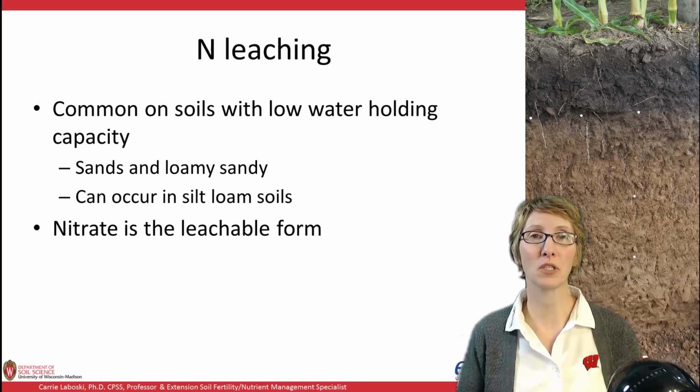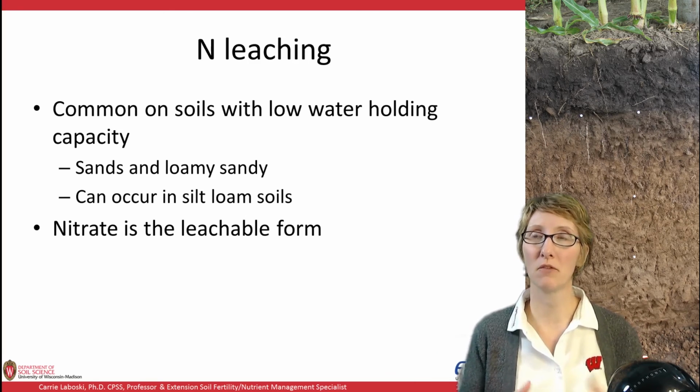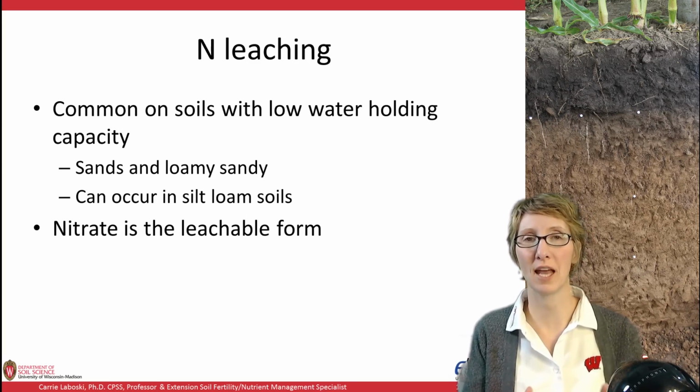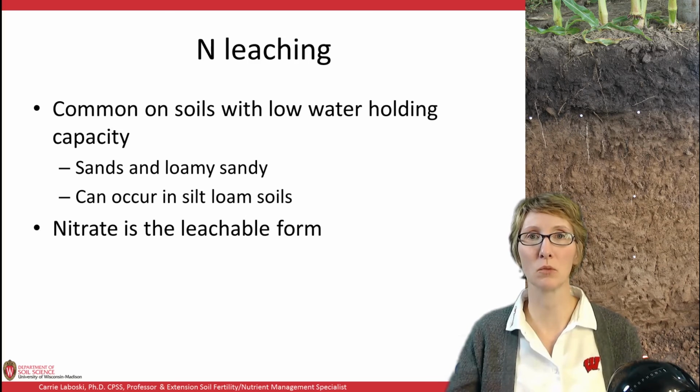However, we can have nitrogen leaching on silt loam soils, and it's not uncommon to measure nitrates in tile water where a field has been tile drained, and those soils can be silt loams to silty clay loam type soil, so you can get macropore flow with nitrate moving through that and into tile. But even if you don't have tile, we can have leaching in silt loam soils. And remember, nitrate is the leachable form.